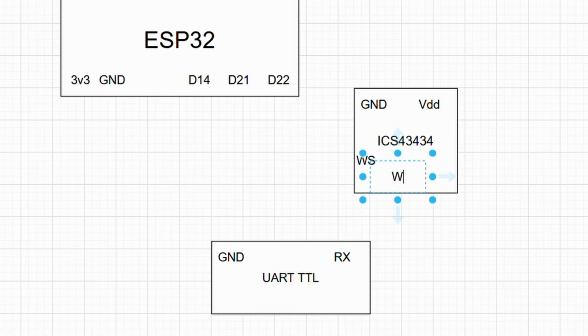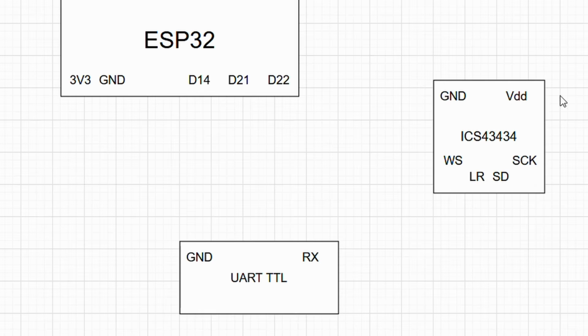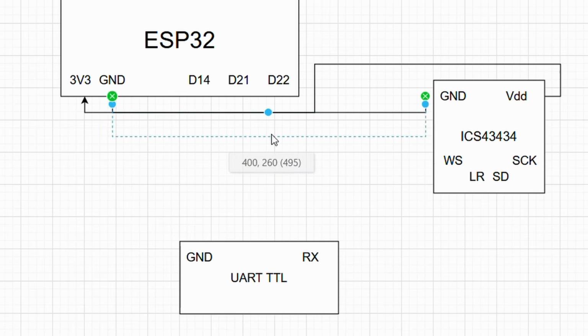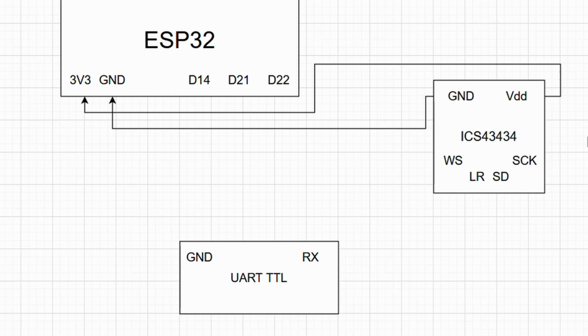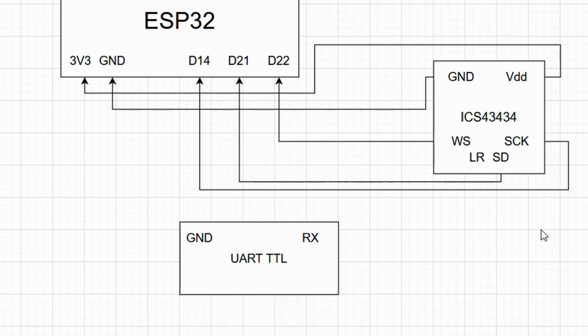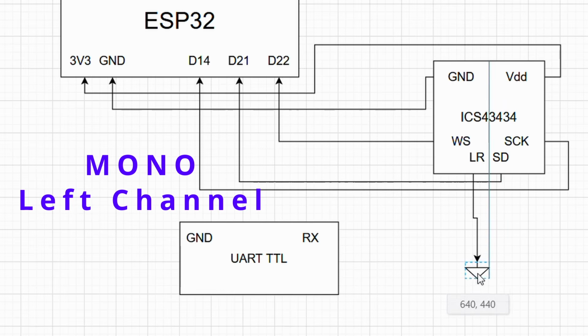First, connect the VDD pin of the ICS-43434 to the 3V3 power pin of the ESP32 and the ground pin to ground. Next, connect the BCLK or SCK pin, which is the main serial clock, to GPIO 14 of the ESP32. The LRCL or WS pin, which is the word select or sample rate clock, goes to GPIO 22. Now connect the SD or Dout pin, which carries the audio data, to GPIO 21 of the ESP32. The LR or SEL pin is connected to ground, making this configuration a mono left channel setup.